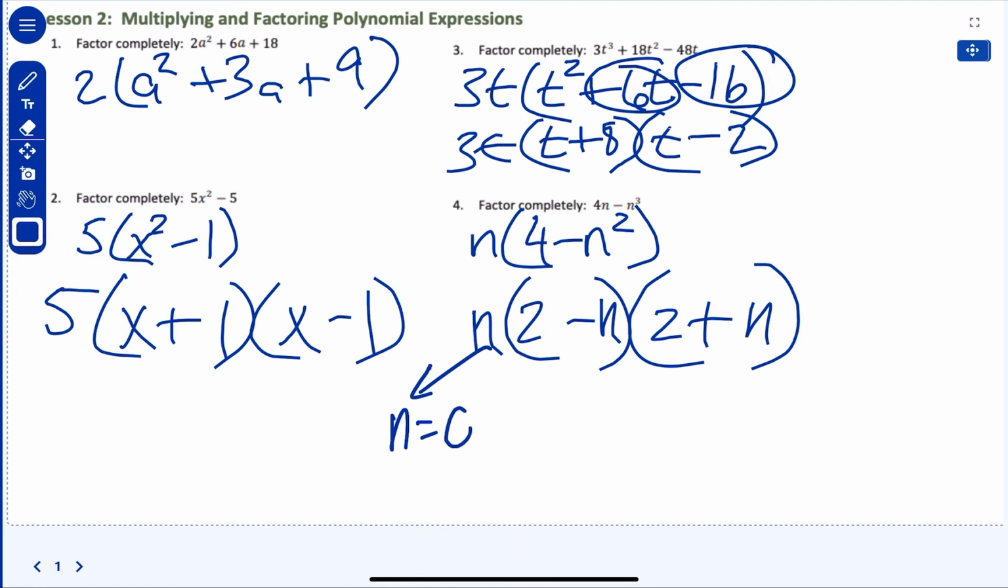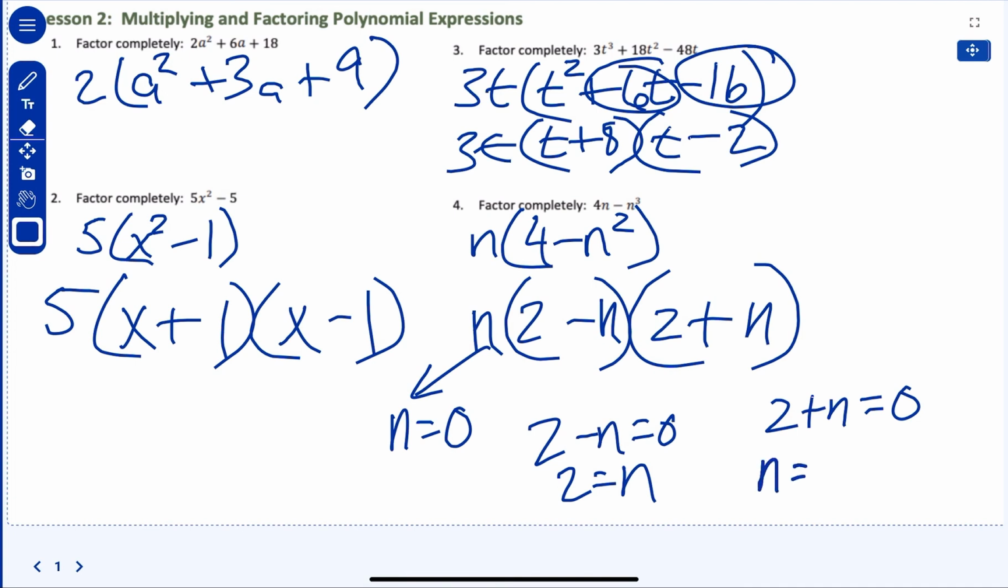N is equal to 0. 2 minus n is equal to 0, and 2 plus n is equal to 0. You always set each factor equal to 0. That's what you're going to do. Okay? So this would be 2 equals n, right? Add n to both sides, you get 2 equals n. And this one's going to be what? N equals negative 2.